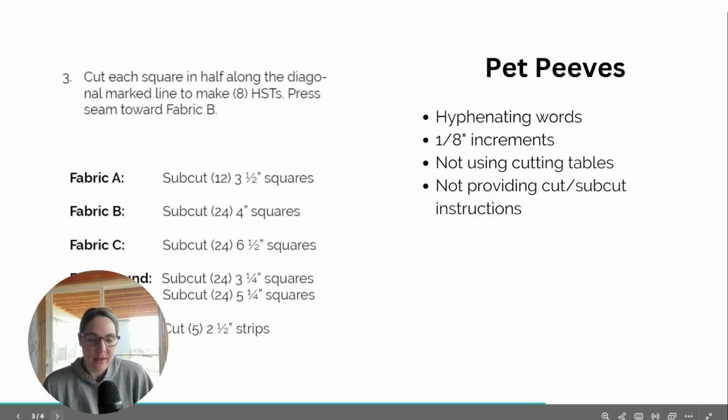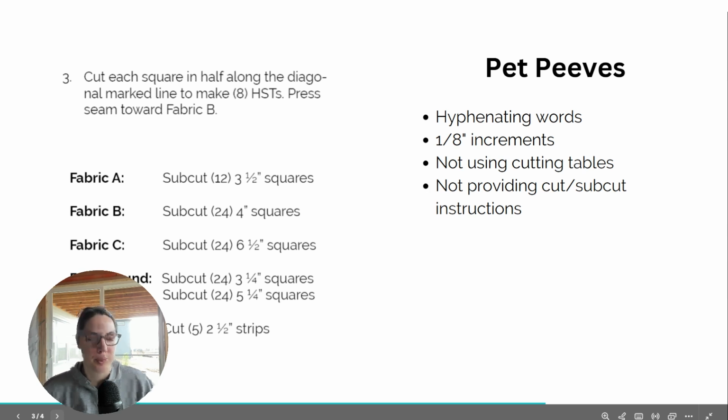And it's not too bad for this example because we are really only cutting a couple different sizes per fabric. But if you're cutting 6 or more sizes, this gets really lengthy and it can be hard to follow. So just dump it into a table and use cutting tables instead. They almost always will enhance a pattern.